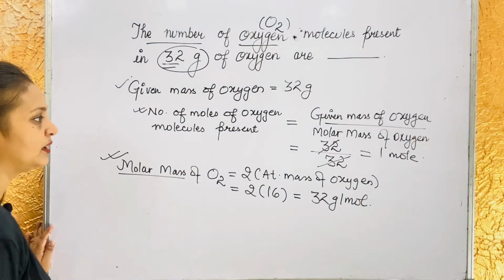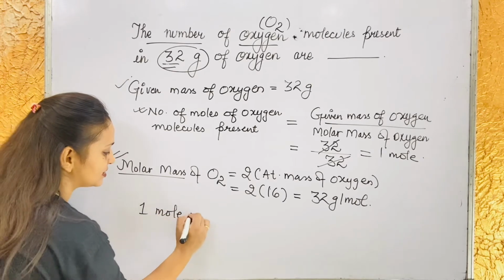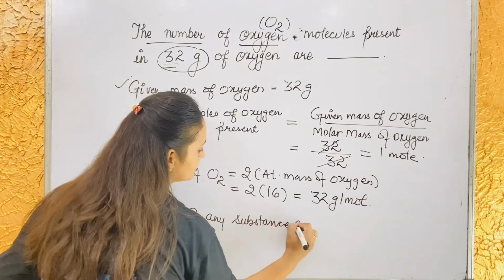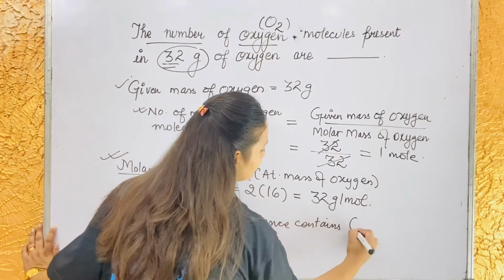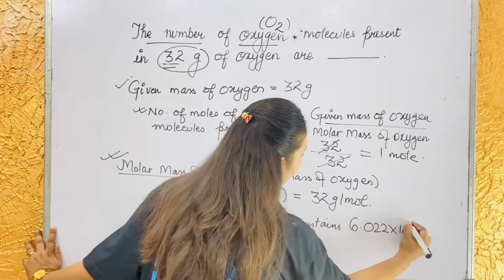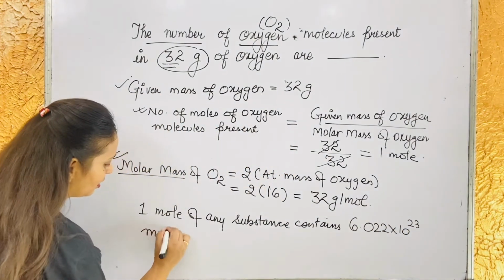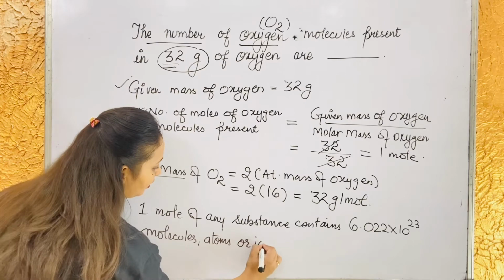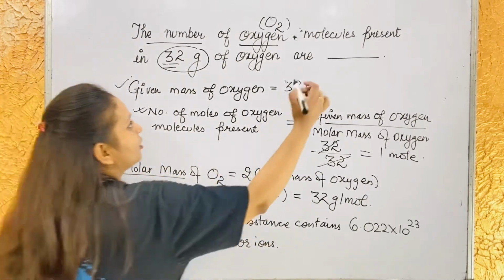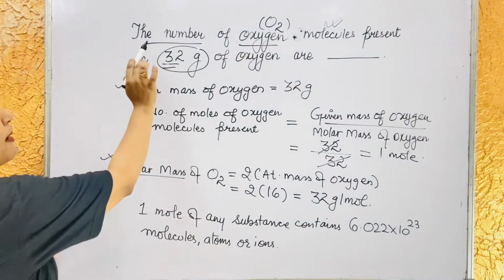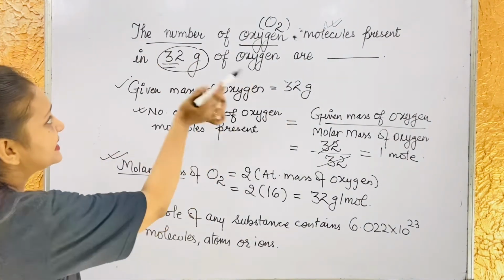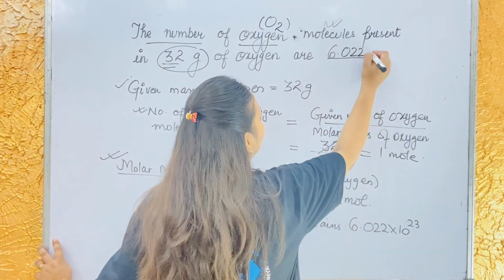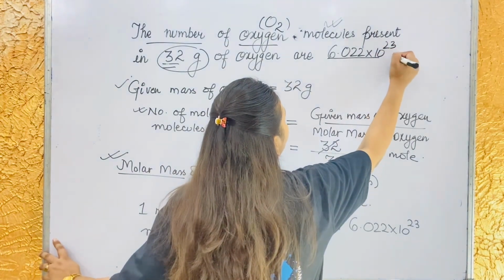And you have to remember that 1 mole of any substance contains 6.022 into 10 raised to power 23 molecules, atoms or ions. Since here we are talking about molecules, the number of oxygen molecules present in 32 grams of oxygen are 6.022 into 10 raised to power 23 molecules.